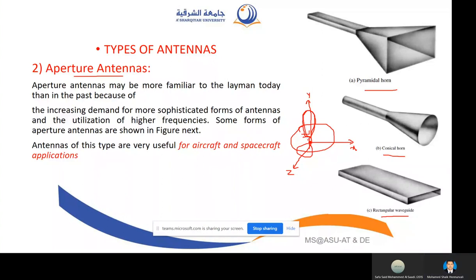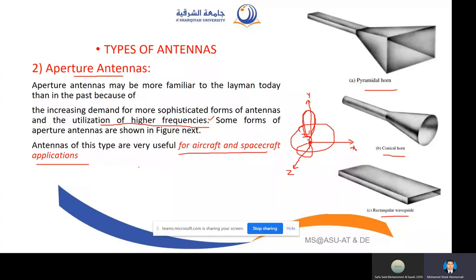Whereas in the aperture antennas, you have only one direction. That's why we call aperture antennas highly directional in nature. Where do we apply them? These are used especially at high frequencies. Mostly we use them in aircraft and spacecraft applications because very high frequencies are mostly used in airspace and spacecraft applications.